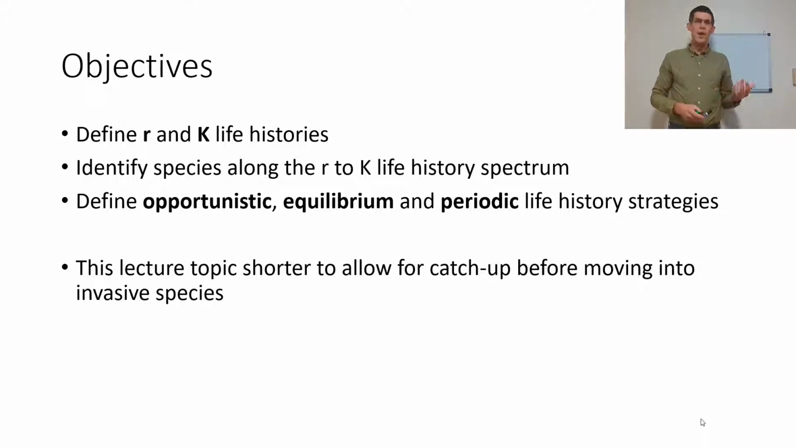So for this lecture, I'd like you to be able to define and identify R and K life histories. Identify species along the R to K life history spectrum. And yes, it is a spectrum. Not everything is a dandelion or an oak tree. Define, as in a previous lecture as well, opportunistic, equilibrium, and periodic life history strategies.